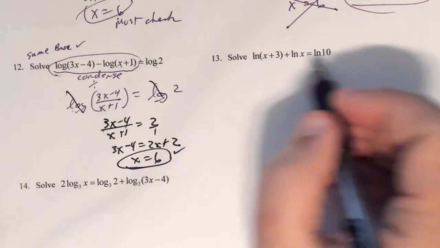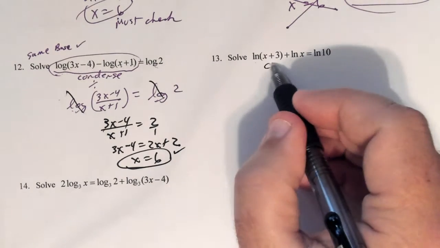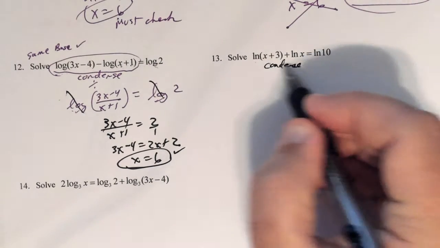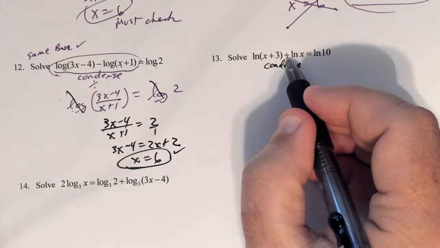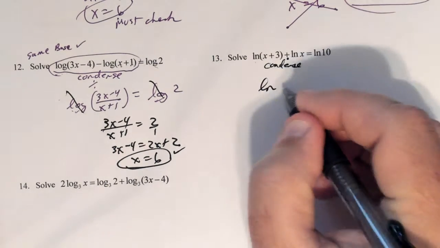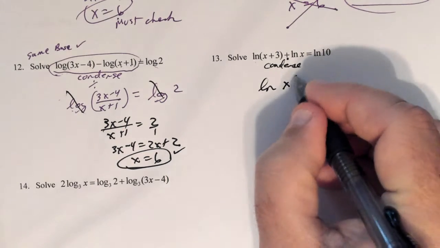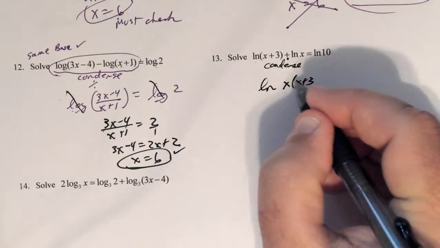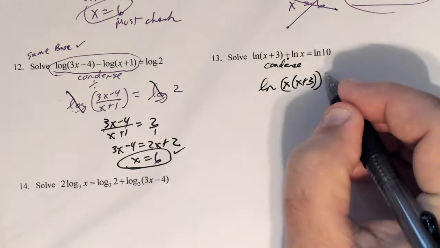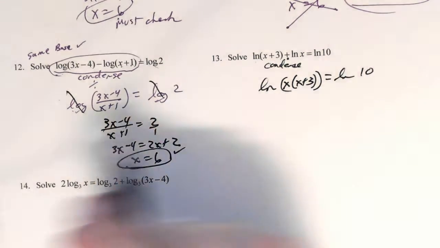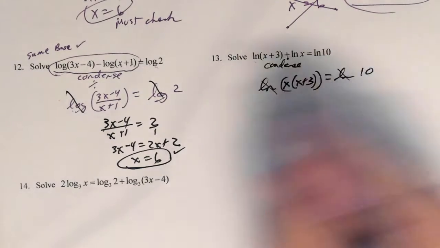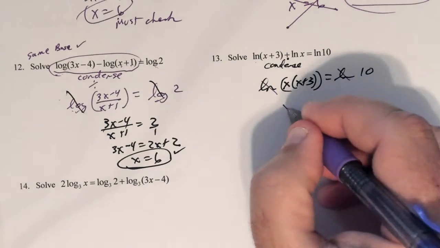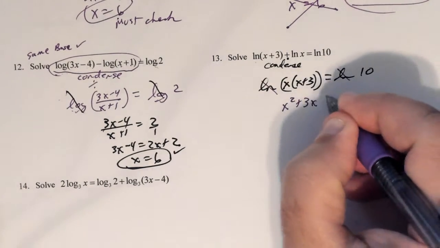Well, again, I have 3 logs here. I need to condense this left side. So we're going to condense it, and as addition, we're going to use multiplication. So this is going to be the natural log of x times x plus 3 is equal to natural log of 10. Alright, well now I have a log on both sides. I can cross them out. This is going to be x squared plus 3x is equal to 10.